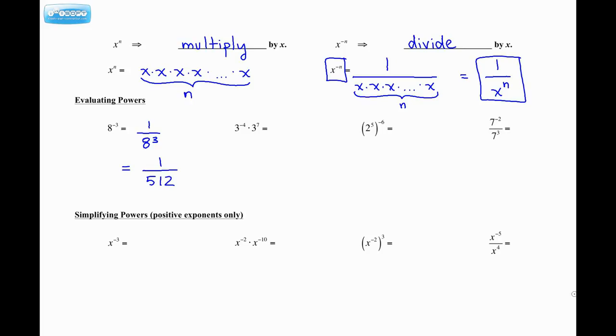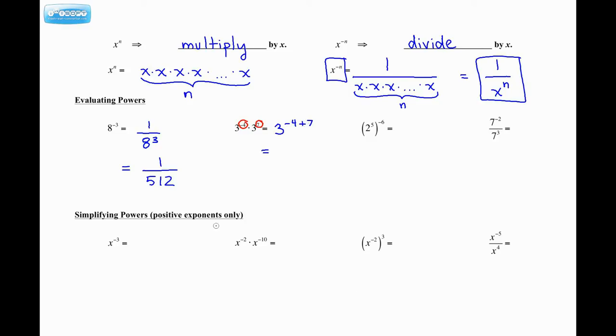Next, 3 to the power of negative 4 times 3 to the power of 7. Well, here we get to apply some of our exponent rules that you would have learned in previous math courses. Whenever you're multiplying two powers and the bases are the same, hopefully you remember what you can do with the exponents. That is, you add them. So this becomes 3 to the power of negative 4 plus 7.